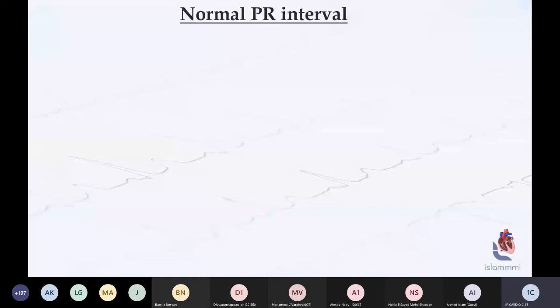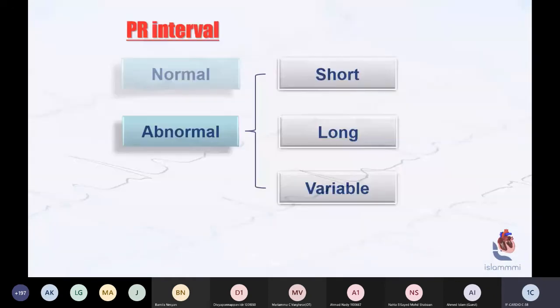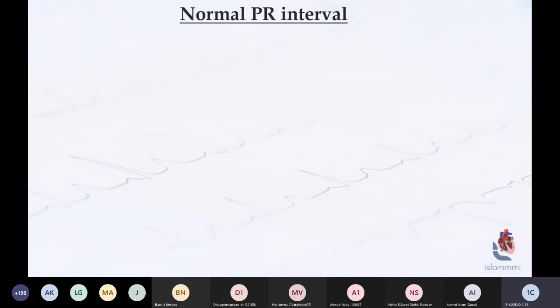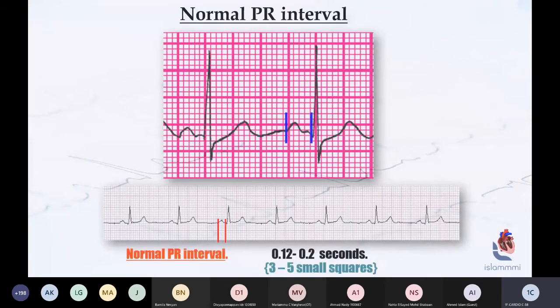To make it easy for you, the impulses coming from the atrium to the ventricle might go very fast or very slow. If it's going very fast, this is abnormal. If it's going very slow, it's also abnormal. So what is the normal range? As we said, we calculate from the beginning of the P wave until the beginning of the R. This is what we call the PR interval. The normal is from 3 small squares to 5 small squares.